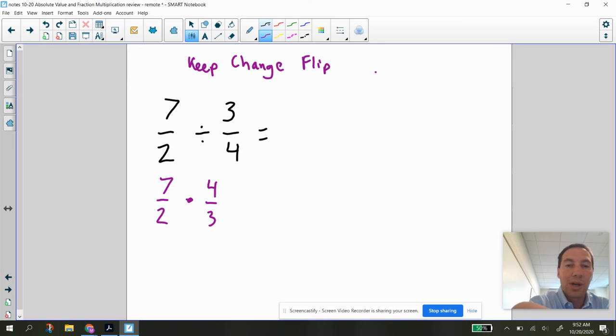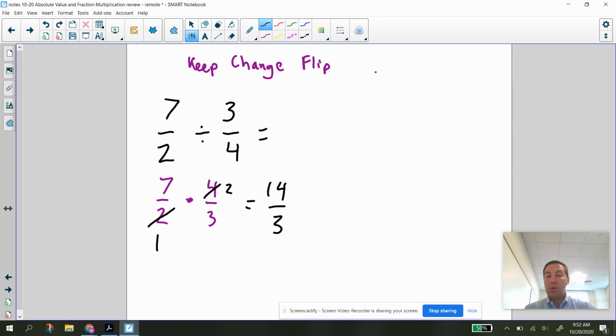Anyway, from here, what can we do? We can do a little cross canceling, reducing here. That's 1, that's 2, and we end up with 14 over 3. Can it be reduced? No. Do you want to put it into a mixed number? Nah. So we're just going to leave it as a top-heavy fraction, 14 over 3.